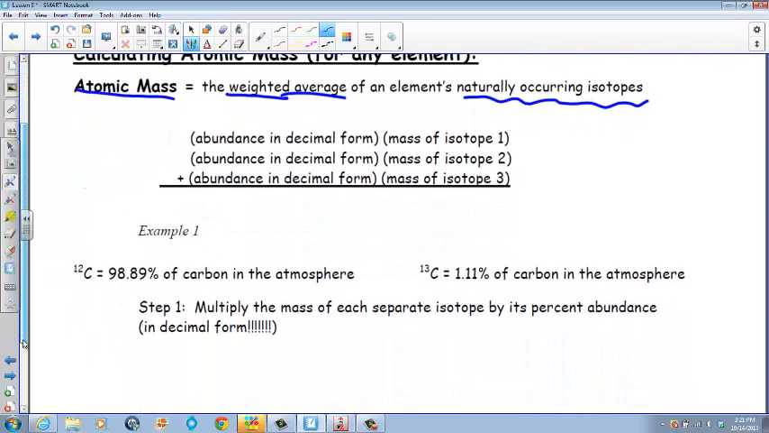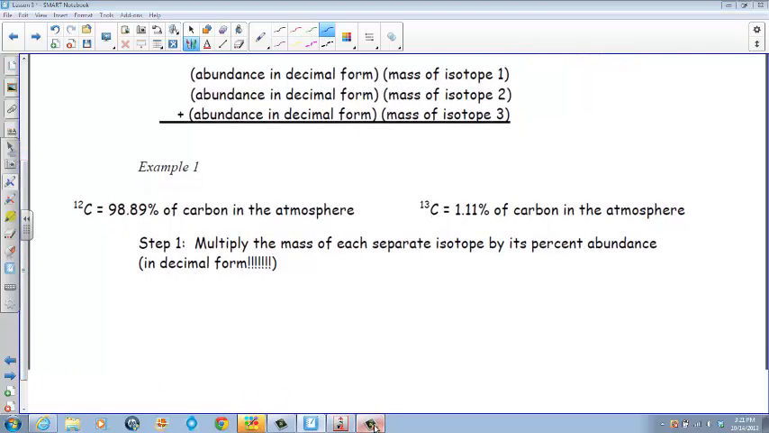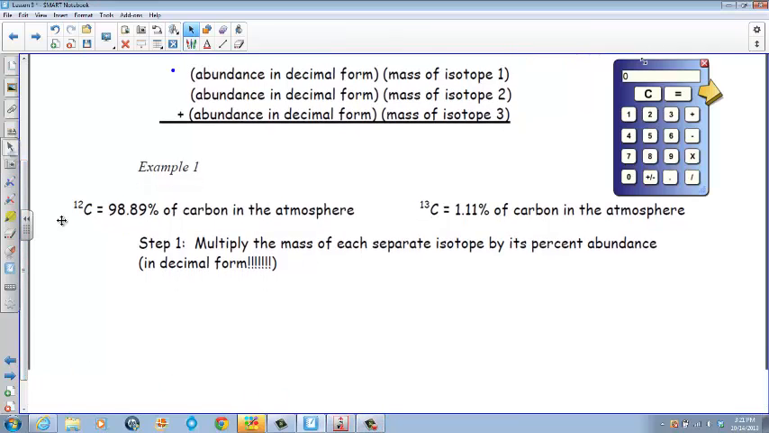So let's look at some examples here. All right, so we have C12 and C13. They are both isotopes. C12 is 98.89% in abundance in nature. So 98.89% of all carbon isotopes are C12, and 1.11% of carbon isotopes are C13.